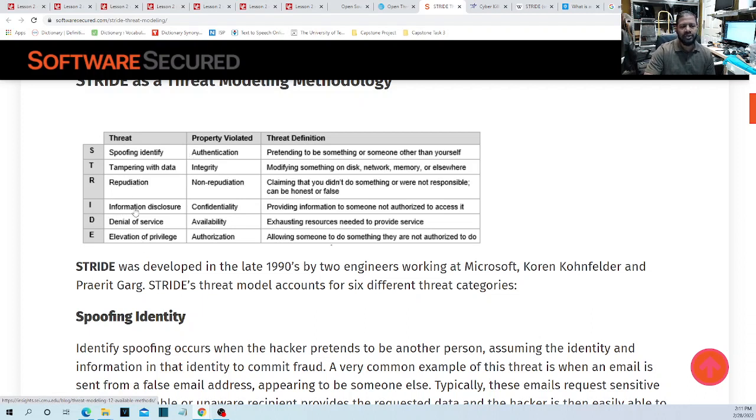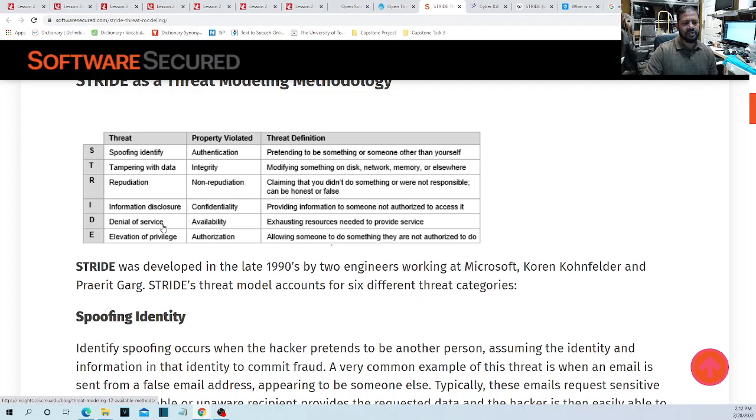Another type of threat is information disclosure. What is compromised here is confidentiality. Somebody who does not have authorization to see the data or the information has access to it, so confidentiality is now compromised. That is information disclosure. It has been disclosed to the wrong recipient, the wrong person.